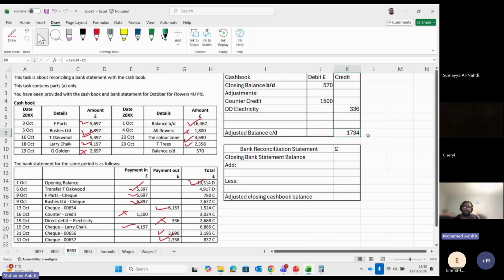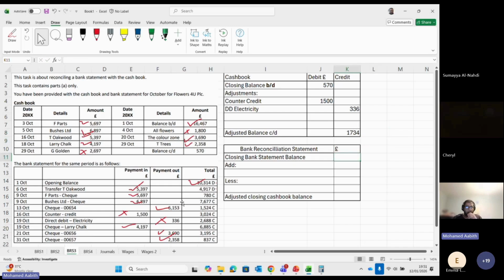Eventually, that will become the balance brought down figure. But in that case, do I have money in the bank? Absolutely. According to this, I have a debit balance brought down of 1,734. So this one is definitely money in the cash book now. Okay, so according to the bank statement.